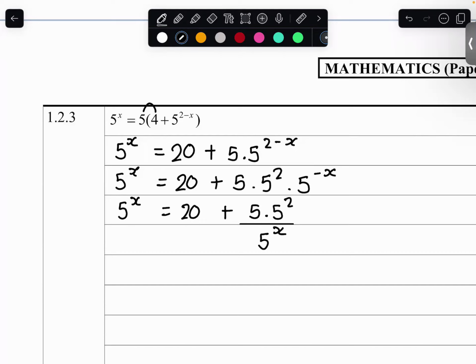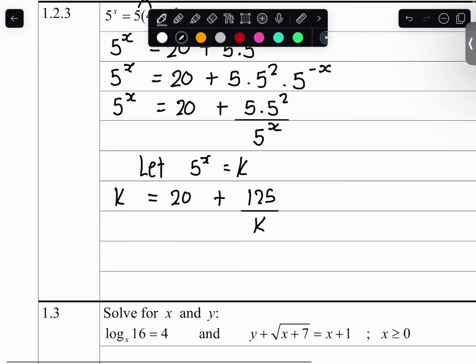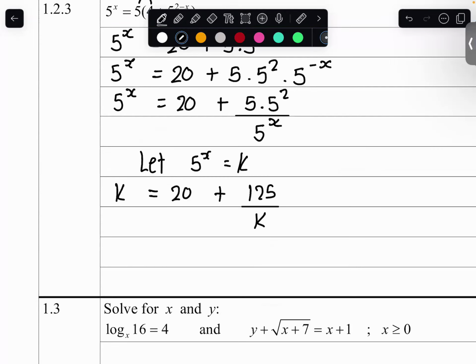Now, once you have the 5 to the x's alone, then you can say let 5 to the x equal to k. So this is k is equal to 20 plus 5 times 5 squared. 5 squared is 25 times 5, it gives you 125 all over k. Right, I don't like fractions in my sum, so I'm going to find an LCD. The LCD is k, which means multiply every single term in your sum by k. This is k squared is equal to 20k plus 125. When you multiply by k, it just cancels, right?